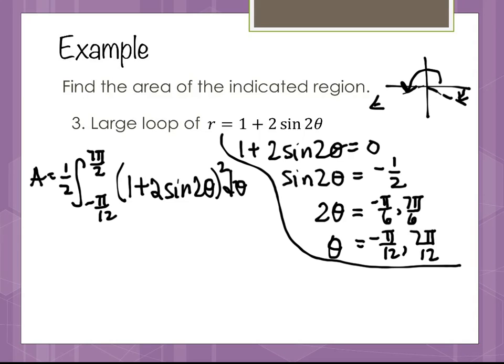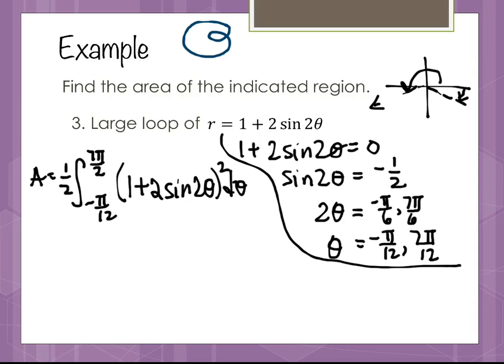You gave me a graph on the homeworks that I just graded of one that looked something like this. Do you guys remember that particular graph? Well, the little loop on the inside is what this one would be referring to if you went from 7 pi over 12 to 11 pi over 12. So we're going to get the outer loop if we go from negative pi over 12 to 7 pi over 12. Did I say that right? Yeah. So that's how you're going to make that decision.